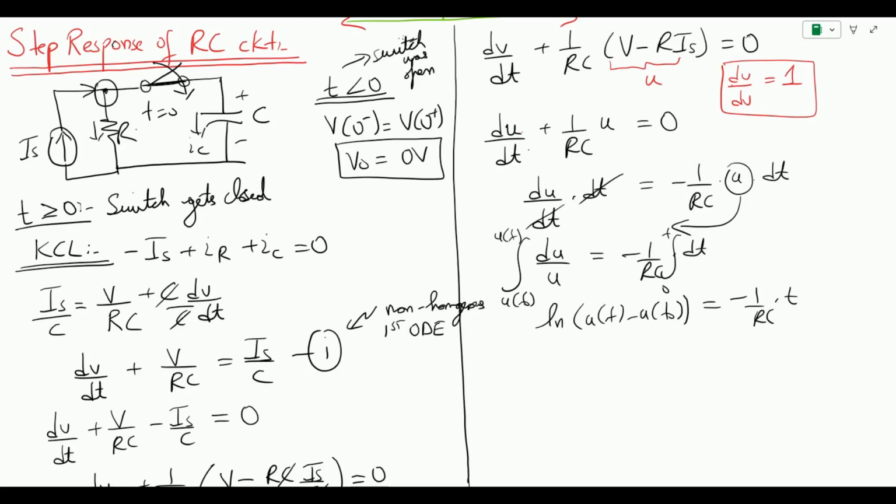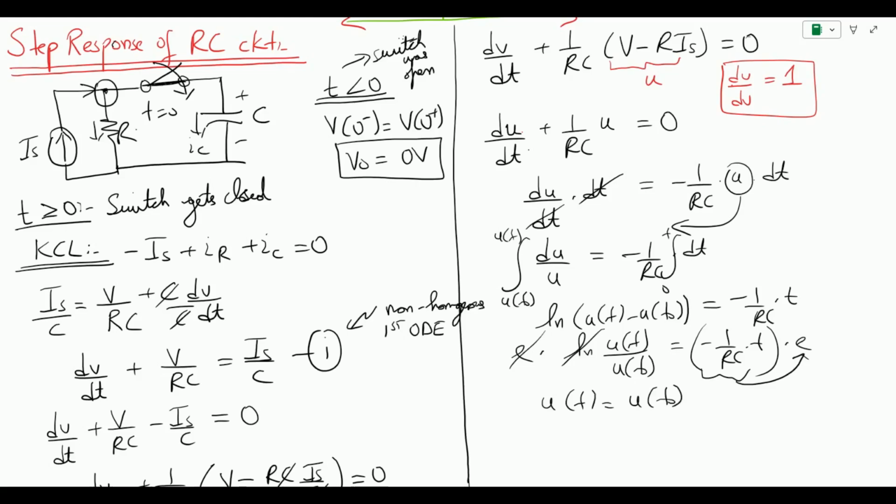So this expression will be ln of the fraction, since the subtraction becomes a fraction, equal to minus t by RC. Then we take an exponential to get rid of this natural log, and this whole term as per the rule becomes the power of the exponential. So I can finally write that U of t equals U of t naught, which I have moved from the denominator to the other side, e raised to the power minus t by RC for t greater than or equal to 0. Again here the time constant comes out to be RC.